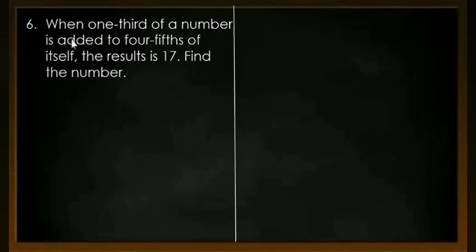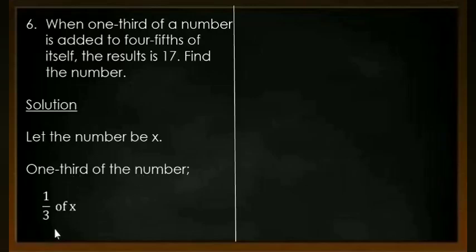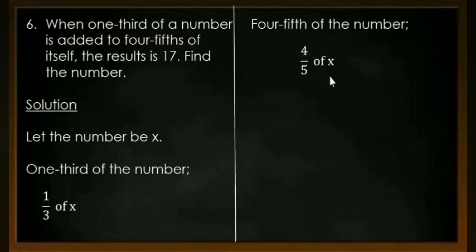Okay, now moving on. We have another question here which says that when 1/3 of a number is added to 4/5 of itself, the result is 17. Find the number. So as usual, we can say let the number be x, okay? So 1/3 of the number simply means 1/3 of x. And 4/5 of the number as given in the question simply means 4/5 of x. By adding the numbers, why am I adding the numbers? Because the question said when 1/3 of a number is added. I'm just reinterpreting what we have been given in the word problem.